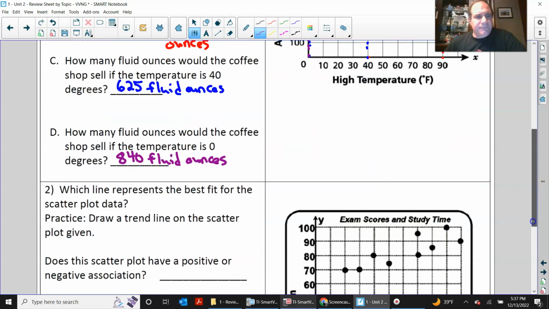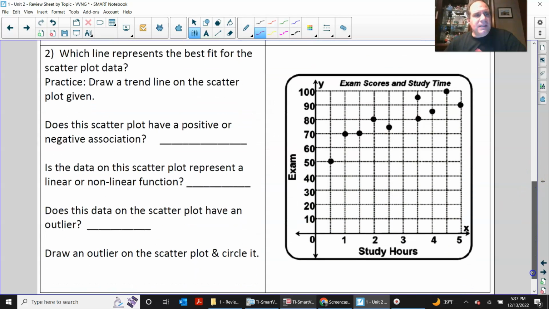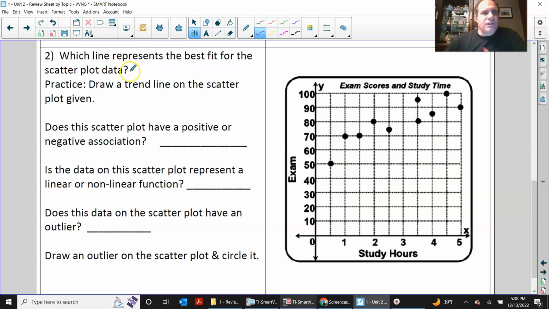All righty. So let's go down to 2 right here. Which line represents the best fit for the scatter plot? Practice. Draw the trend line. So I'm going to draw a trend line. I'm going to move up here and draw it through the center of all the points as best as I possibly can. And I'm going to put an arrow at the end right here.